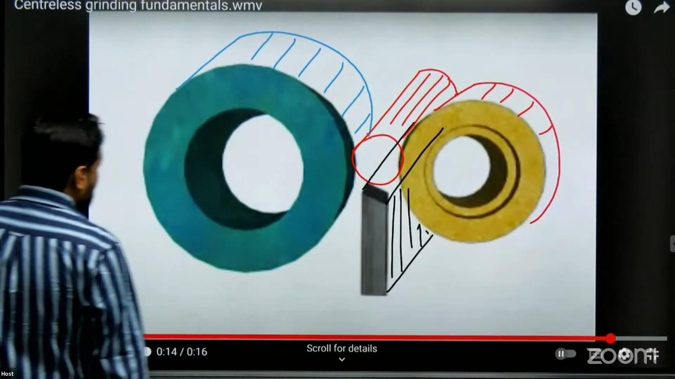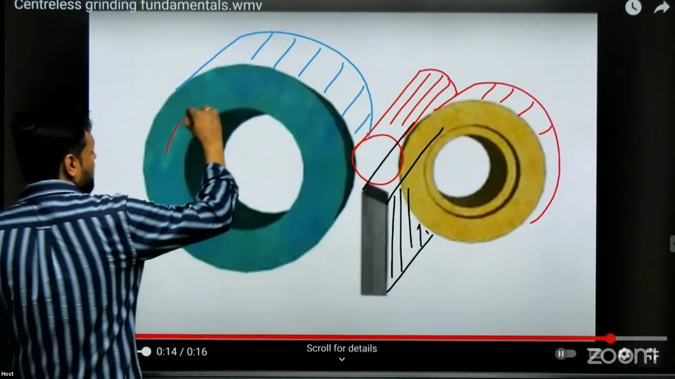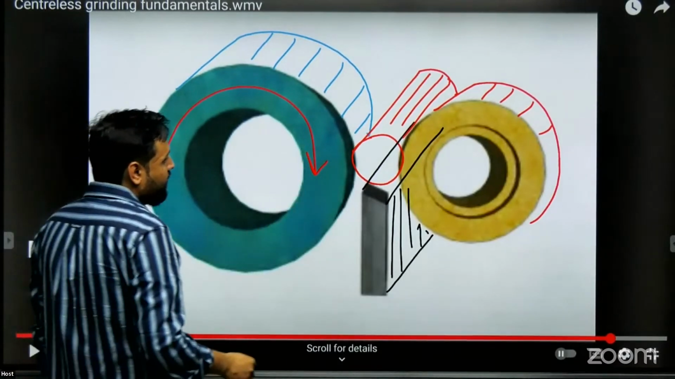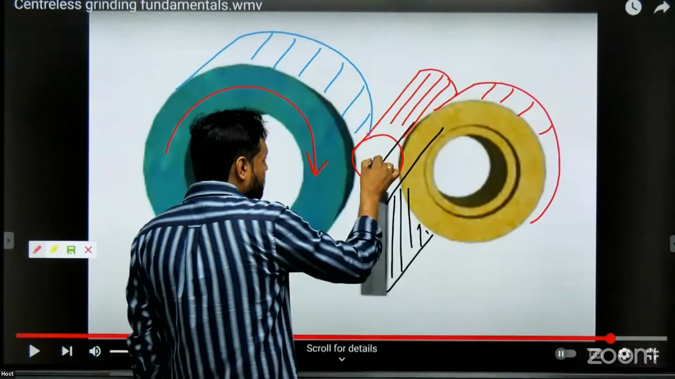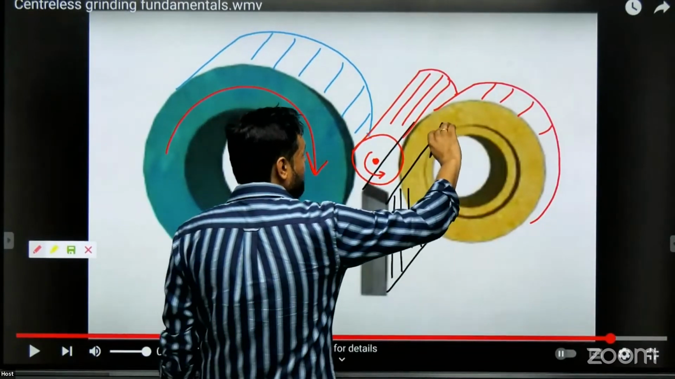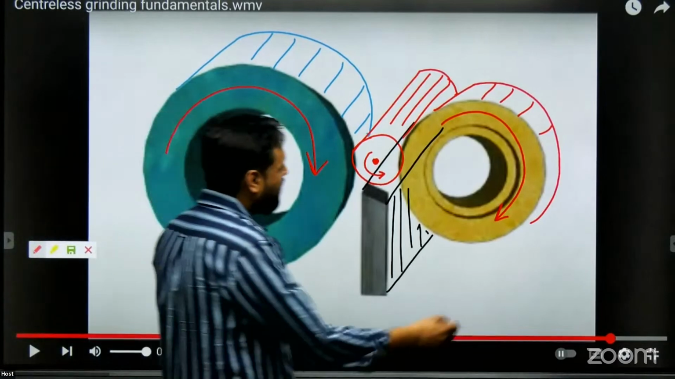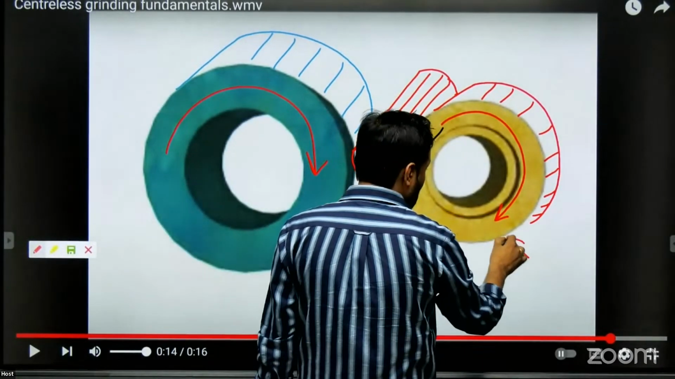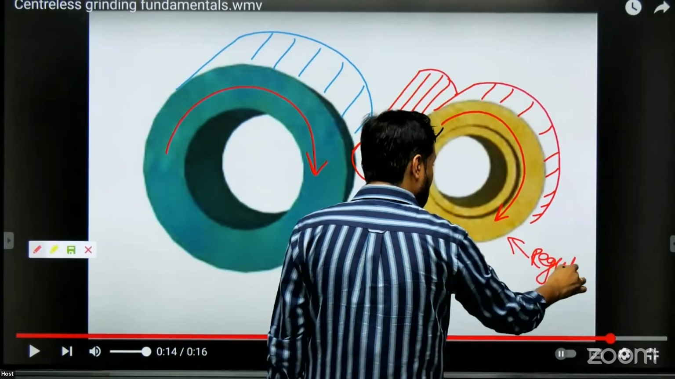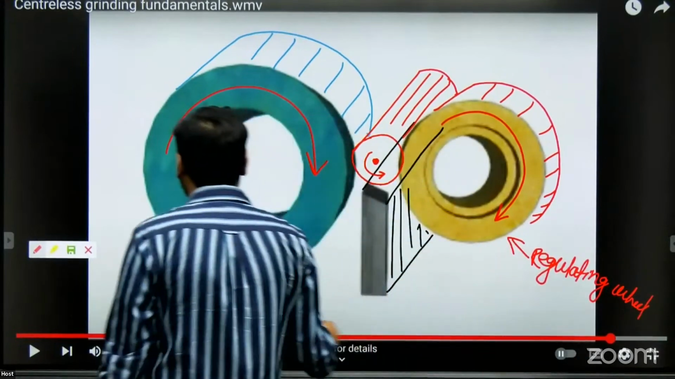So basically what happens, both the wheels will rotate, my dear, the regulating wheel as well as the grinding wheel. So for example, it is rotating in this direction, so this workpiece will rotate, if you observe, in that direction, and this grinding wheel will be rotating in this direction. Okay, and that wheel is the regulating wheel, and this is the main grinding wheel.